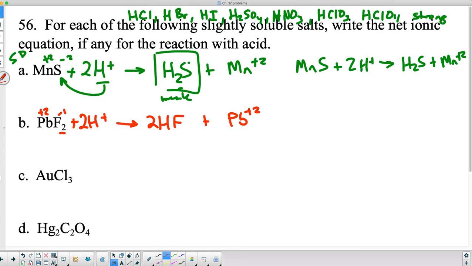Now take a look at what happens when I do this though. On the other side, notice I get HCl plus Au with a +3. Okay, HCl is a strong acid. It's this one right here. That means no reaction. That is NR, and that stands for no reaction.